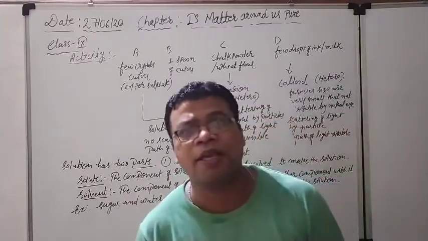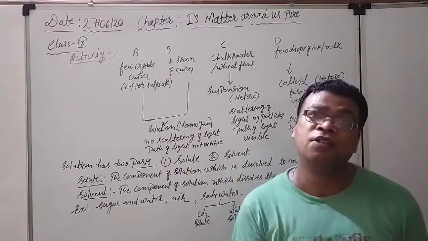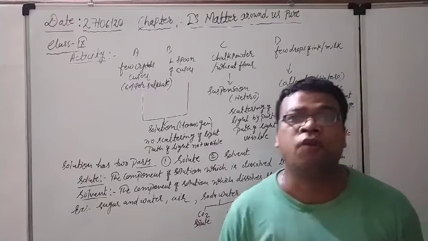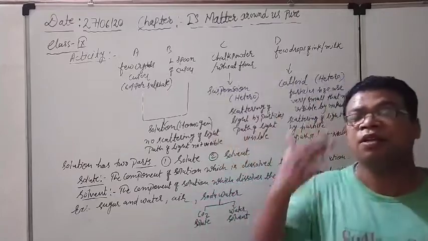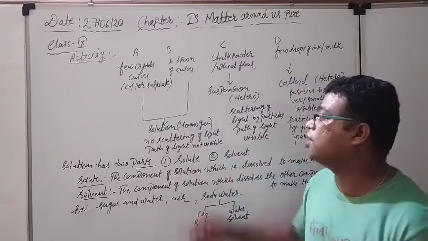So what is air? Air is also a homogeneous mixture. Air is also a solution, a solution of gas with gas. An alloy is a solution of solid with solid. But generally what we think is that a solution is always formed when a solid is dissolved in a liquid. So these are the things.